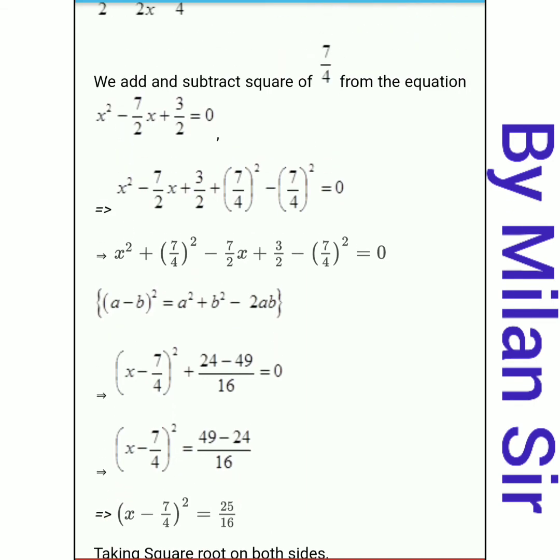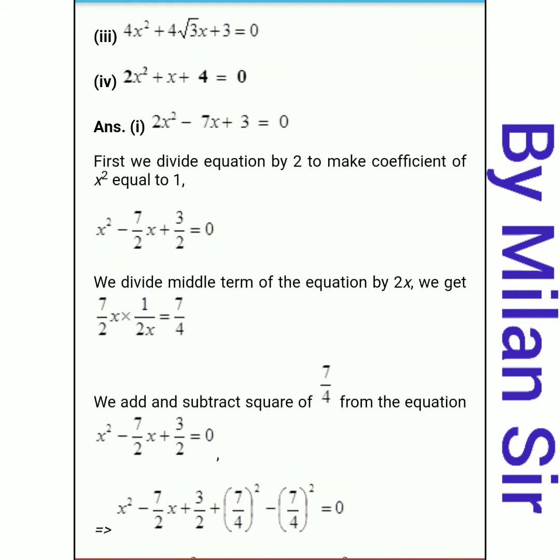Okay. This is our first method. Second method. This is our original quadratic equation, right? 2x square minus 7x plus 3 is equal to 0. So first of all, here we want the x minus y, otherwise x plus y all square form, right?